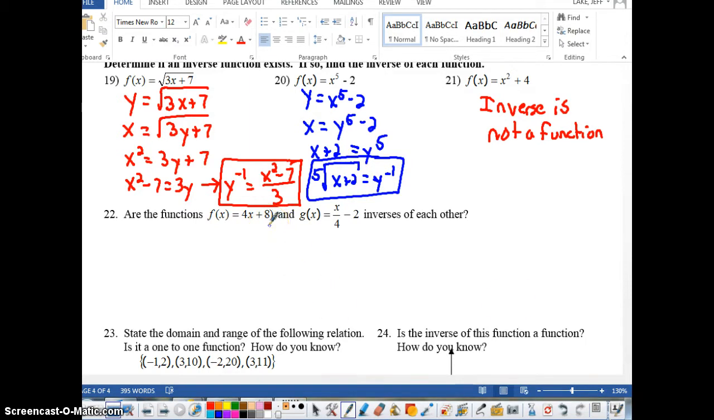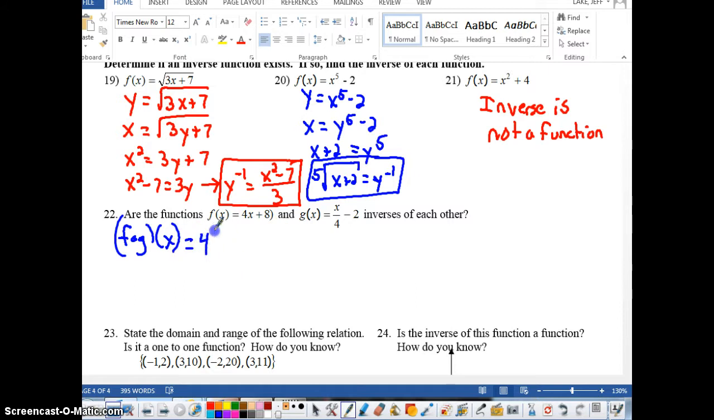Why are the functions f of x equals 4x plus 8 and g of x equals x over 4 minus 2 inverses of each other? So to determine if they're inverses of each other, we're going to have to do f of g of x and g of f of x to verify this. So I'm going to do f of g of x. That's when I take g of x here and I plug it in.